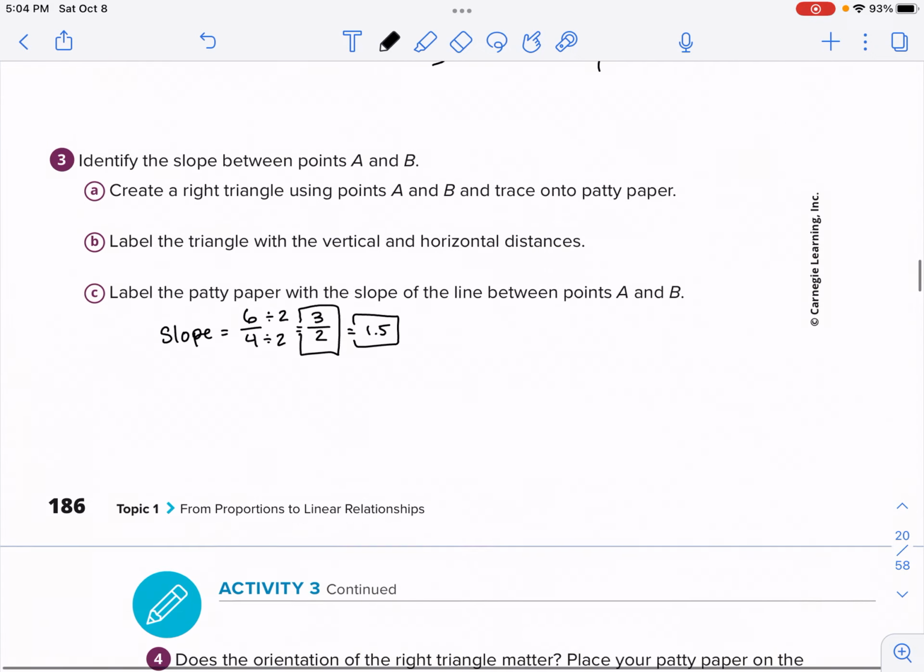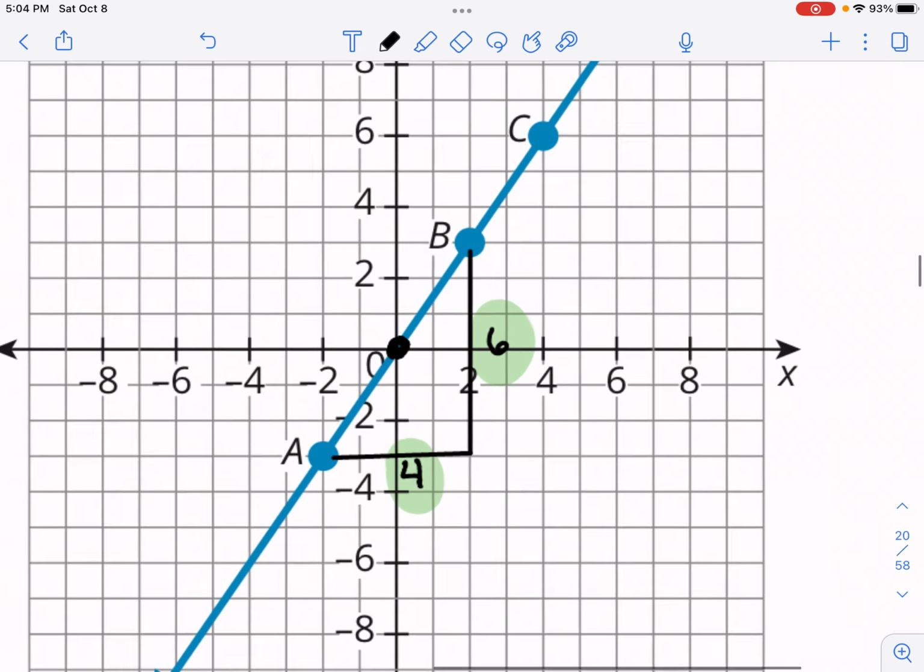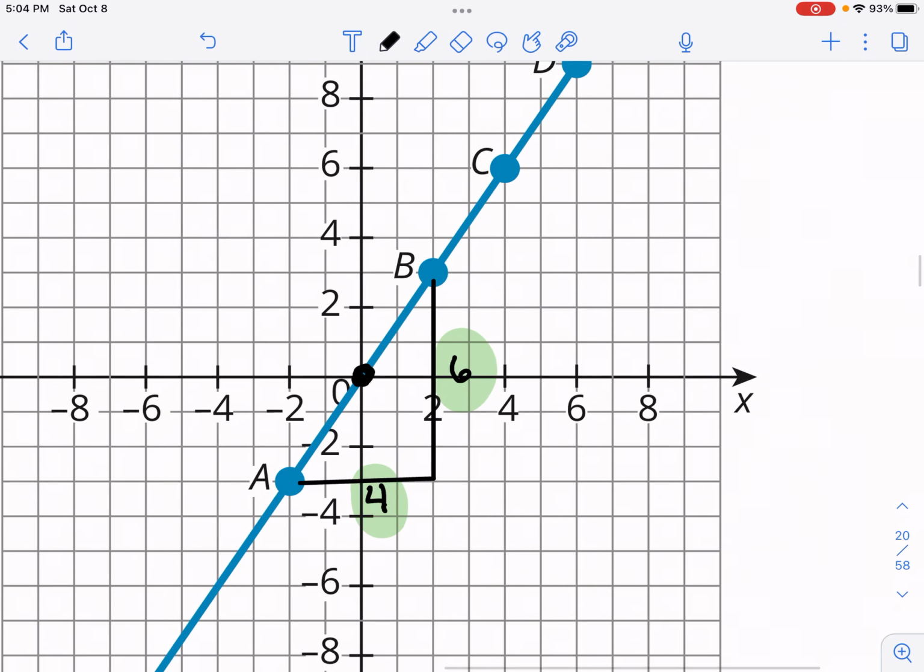Does the orientation, how I drew this right triangle, does that matter? I drew it like this. But we could also draw it in another way. I can draw this right triangle. I'll draw a vertical line and then a horizontal line this way. So we're looking at this triangle here. Doesn't matter which way that I drew it, where I drew it underneath, and now I've drawn it above.